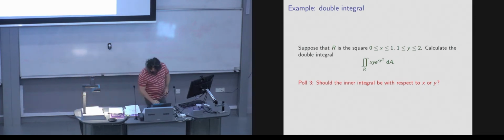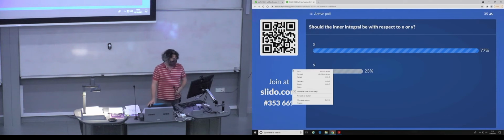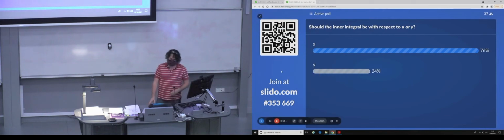All right, let's show the results here. Most people think x. In fact, in this example, it doesn't work to do x first. It's sort of a trick question. It works only to do y first. So let's have a look at that.